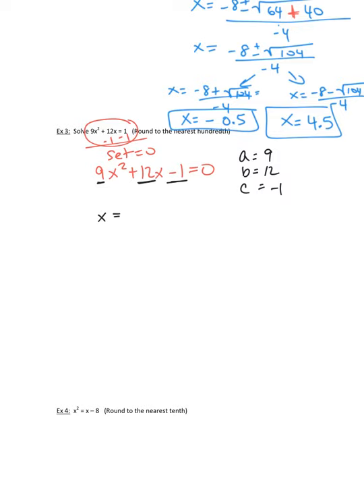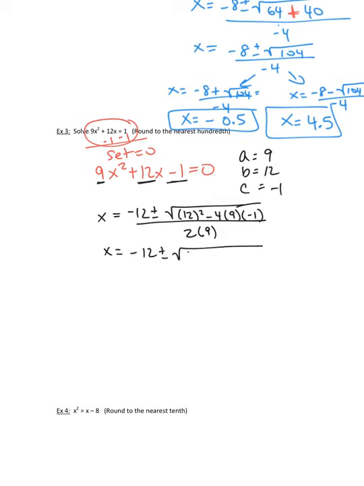x equals negative b, negative 12, plus or minus the square root of b squared, 12 squared, minus 4 times a is 9, times c is negative 1, all of it divided by 2a, 2 times 9. x equals negative 12, plus or minus the square root of 144, and I'm going to count my negatives. I have 2 negatives, so it'll be plus. If it's an even number of negatives, it's positive. If it's an odd number of negatives, it's negative. And then I have 4 times 9 times 1 is 36, all divided by 18.